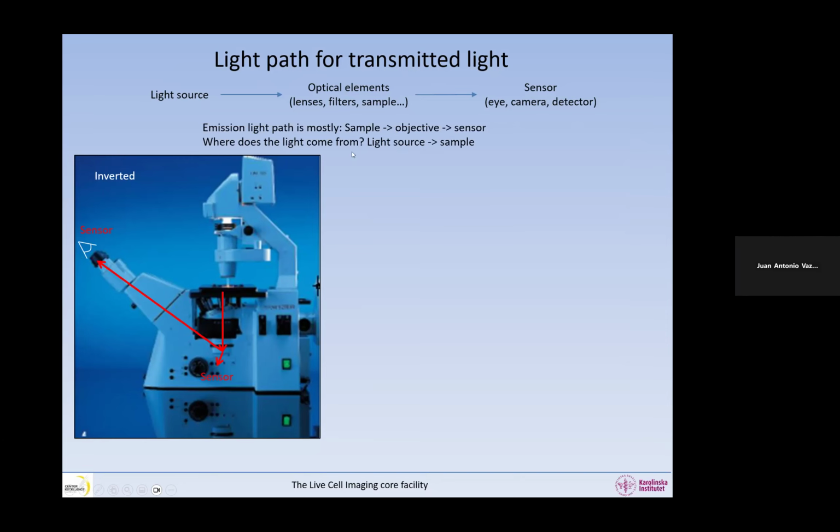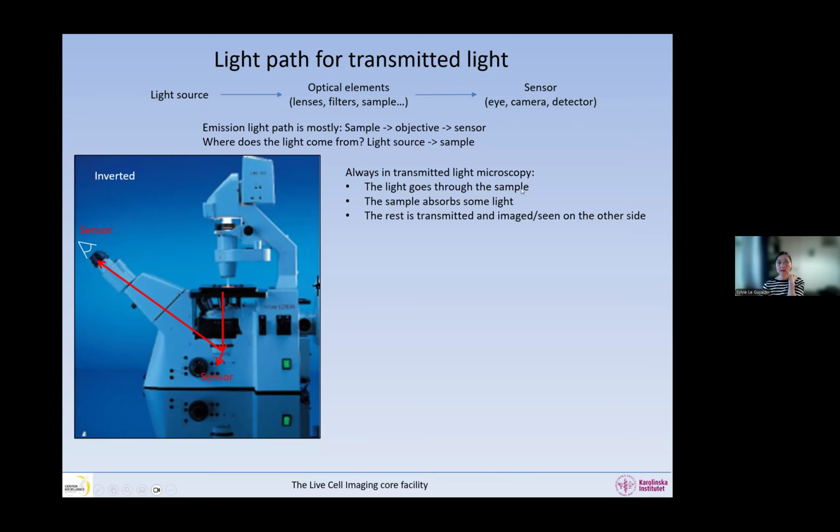So where does the light come from? So the light source, so the excitation, if you want to say light, is going to come. It's not excitation. The light source is going to be on the other side of the sample, because the light in transmitted light imaging is transmission, right? The light has to go through the sample. So if we are collecting the light here, then the light source has to be on the other side of the sample. So the light path from the excitation light path is light source to sample.